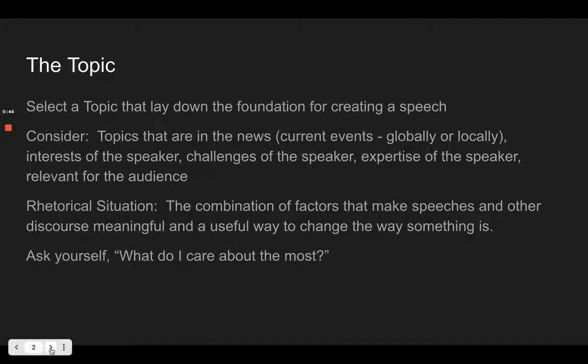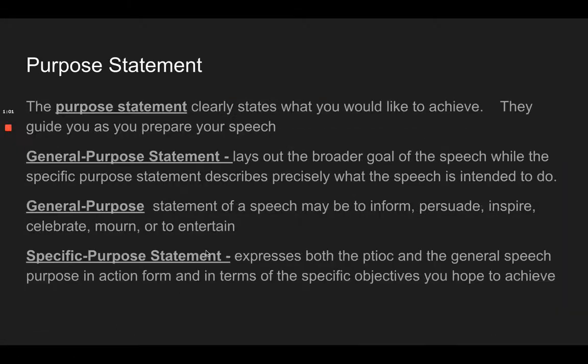So also consider the rhetorical situation. So a combination of factors that make speeches and other conversations or discourse meaningful and a useful way to change the way something is. So considering the situation and the reason why you're there. So ask yourself, what do I care about the most?